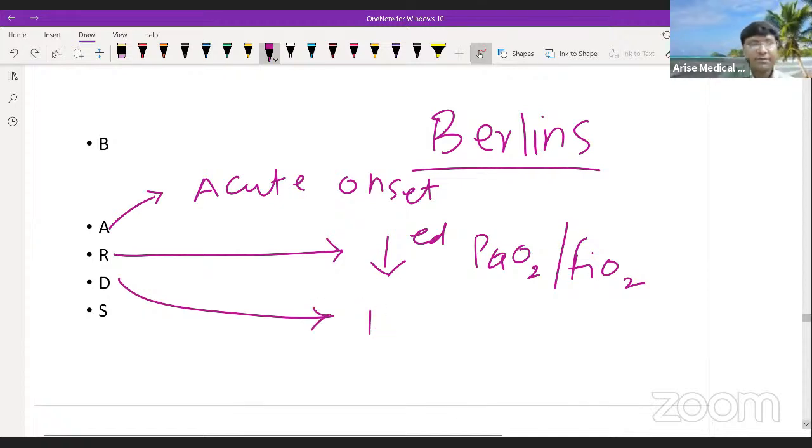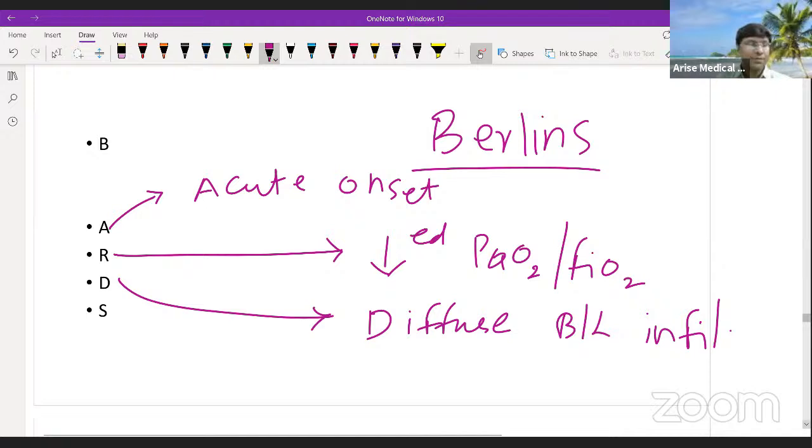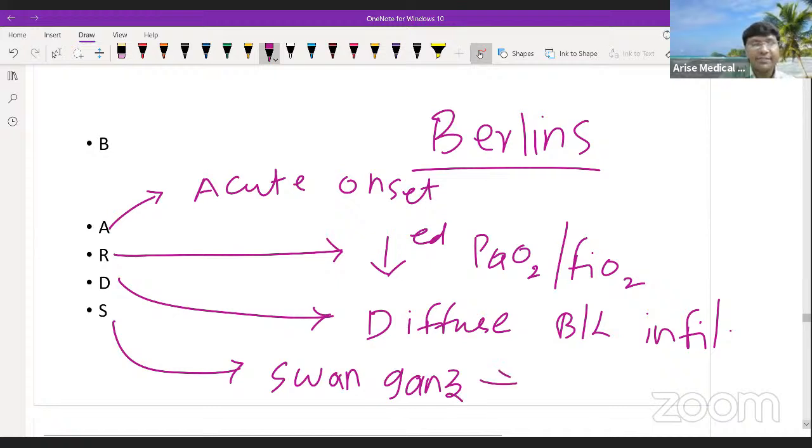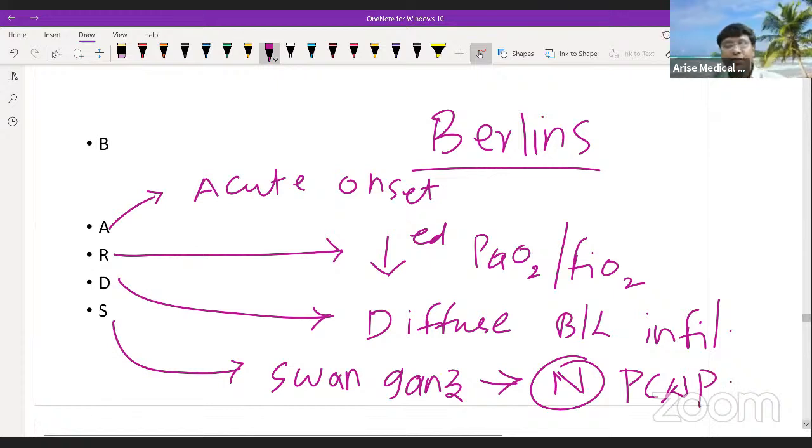D stands for diffuse changes in the chest X-ray, diffuse bilateral infiltrates. S stands for Swan-Ganz catheter showing normal pulmonary capillary wedge pressure. That is what is your criteria of ARDS.